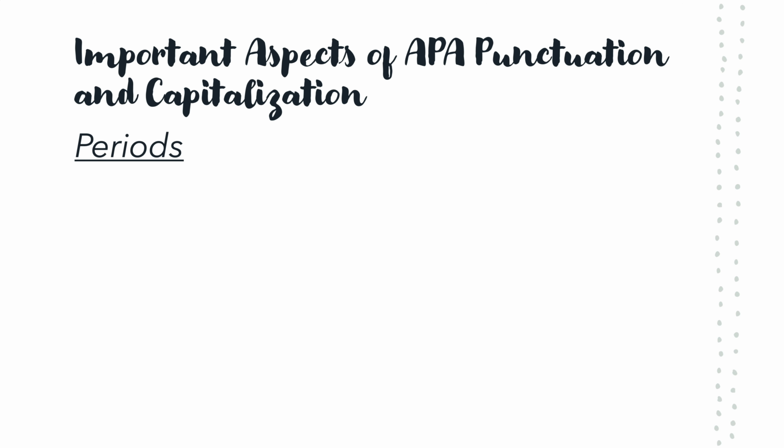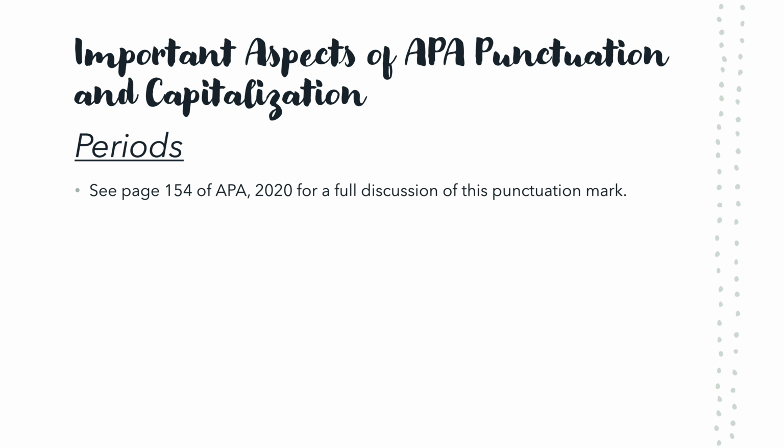Now, again, I mentioned at the beginning of this video that I spent some time keeping track of things that are problem areas for my students in their writing, and punctuation and capitalization are always tricky, and there are some differences between MLA and APA. The first one is the use of the period. So page 154 of the APA manual, 7th edition, has a full discussion of this punctuation mark, but I'm going to give you a couple examples here.